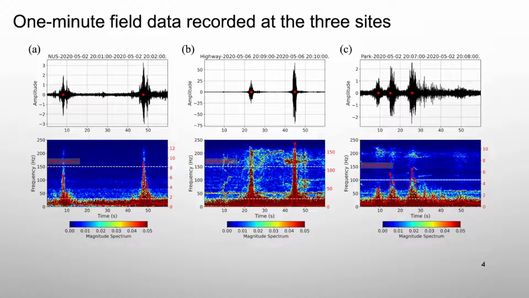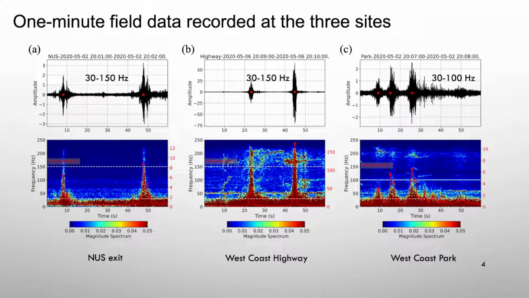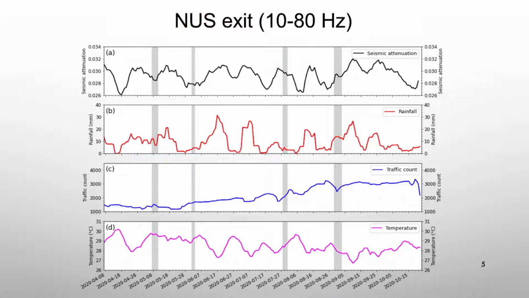These 3 figures show 1 minute seismic ambient noise and its corresponding spectrogram recorded at the 3 sites respectively. The traffic signals recorded at the NUS exit is relatively clean. However, for the heavy site, the data is seriously contaminated by the noise generated by engines of big trucks. For the park site, the traffic signals are seriously attenuated due to the large distance between the sensor and the road. Now let's see the results.